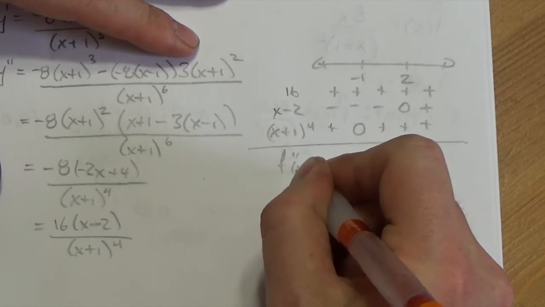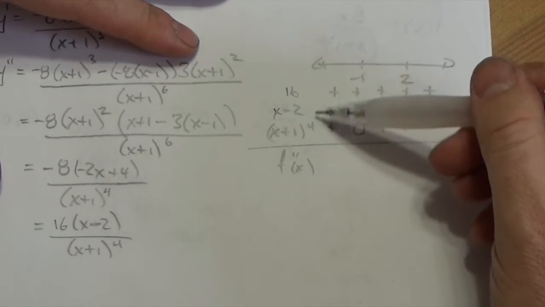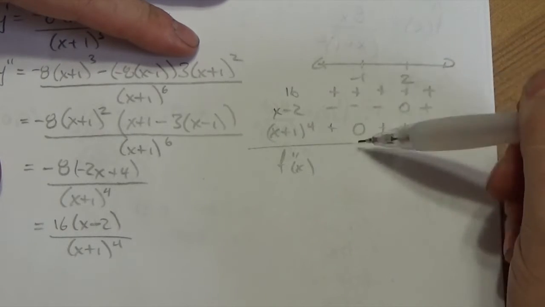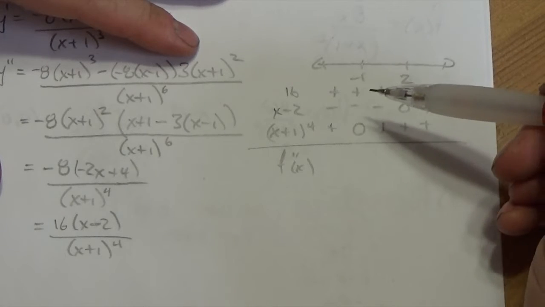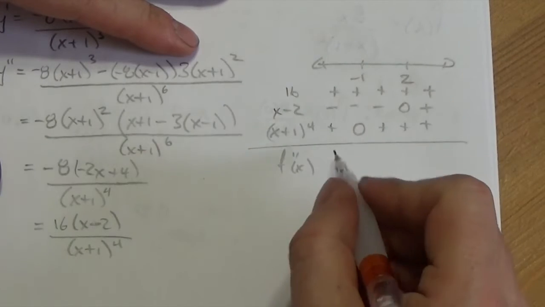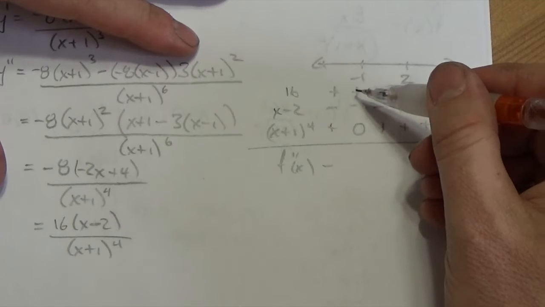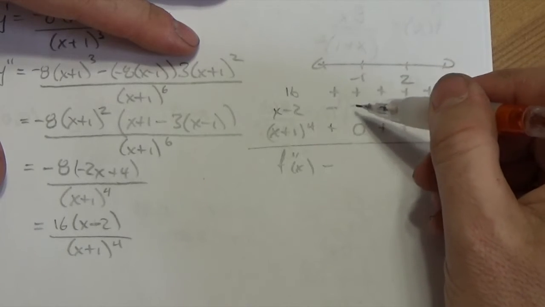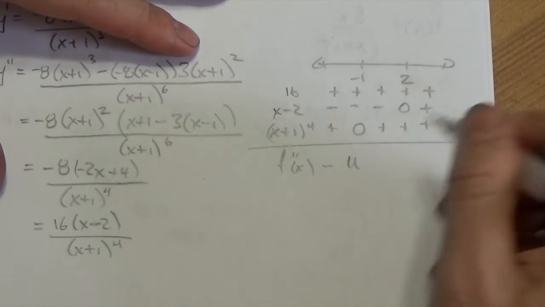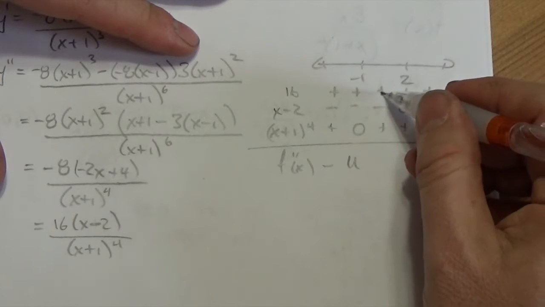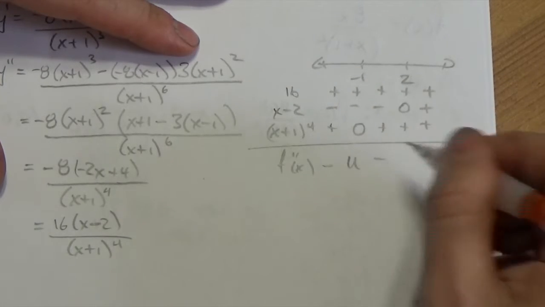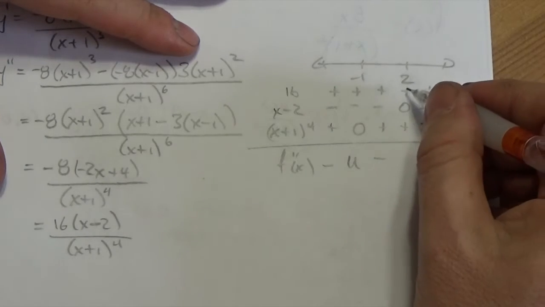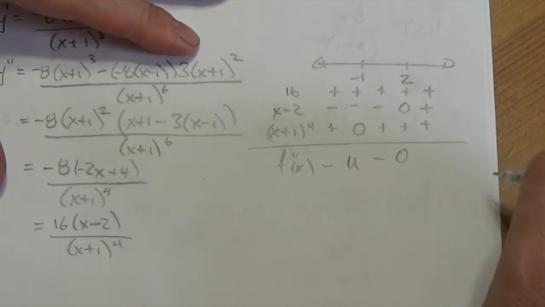And so now when we put that second derivative together, in this interval over here to the left of negative 1, I'm going to have a positive times a negative divided by a positive, that'll be negative. At negative 1, it's a positive times a negative divided by 0, that's undefined. Here it's a positive times a negative divided by positive, that's going to be negative. Here, that 0 is in the numerator, so it's going to be 0, and then it's positive over here.